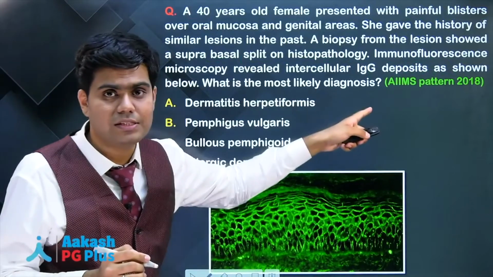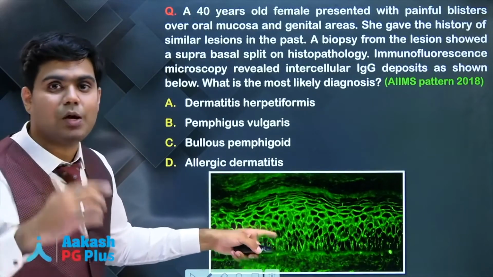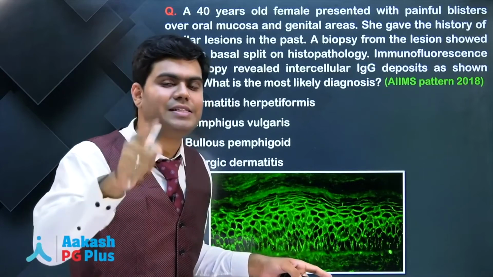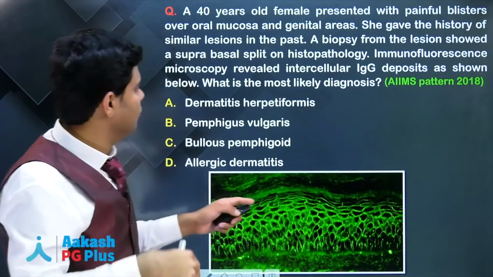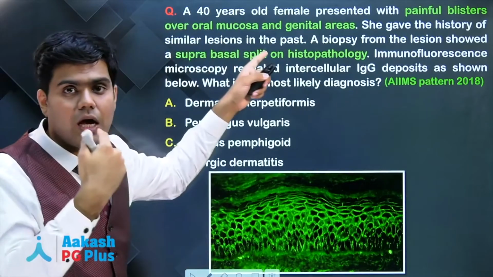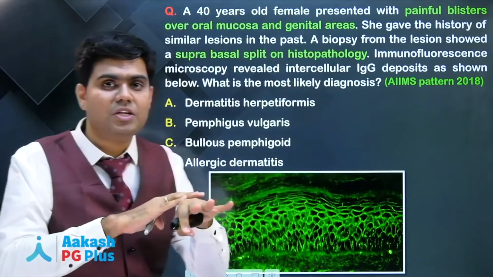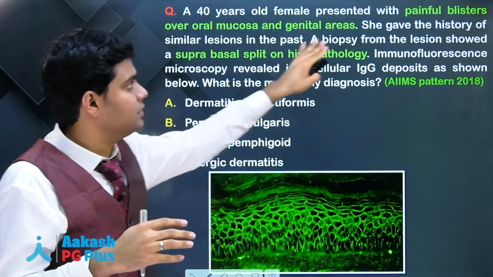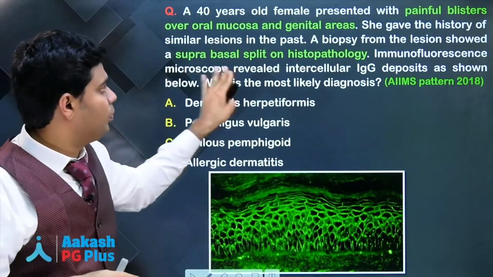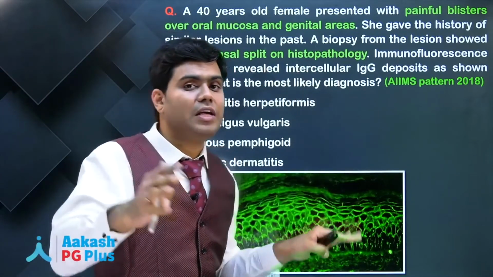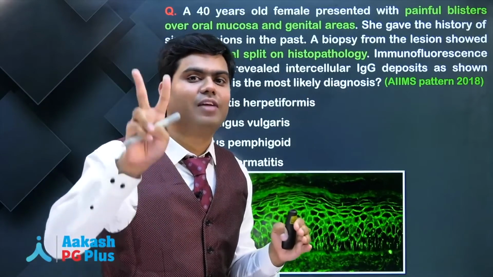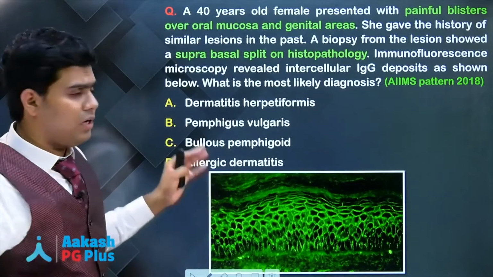Most likely diagnosis. Now you look at the image. As soon as you see the image, what should click in your mind? Fishnet pattern seen in pemphigus. So what are the clues? Painful blisters where? Mucosa and genital area. So they are not mentioning skin lesions, they are talking about genital lesions and some oral ulcers. Now we have suprabasal split on histopathology. As soon as you hear suprabasal split, what should you think? Pemphigus vulgaris, right?